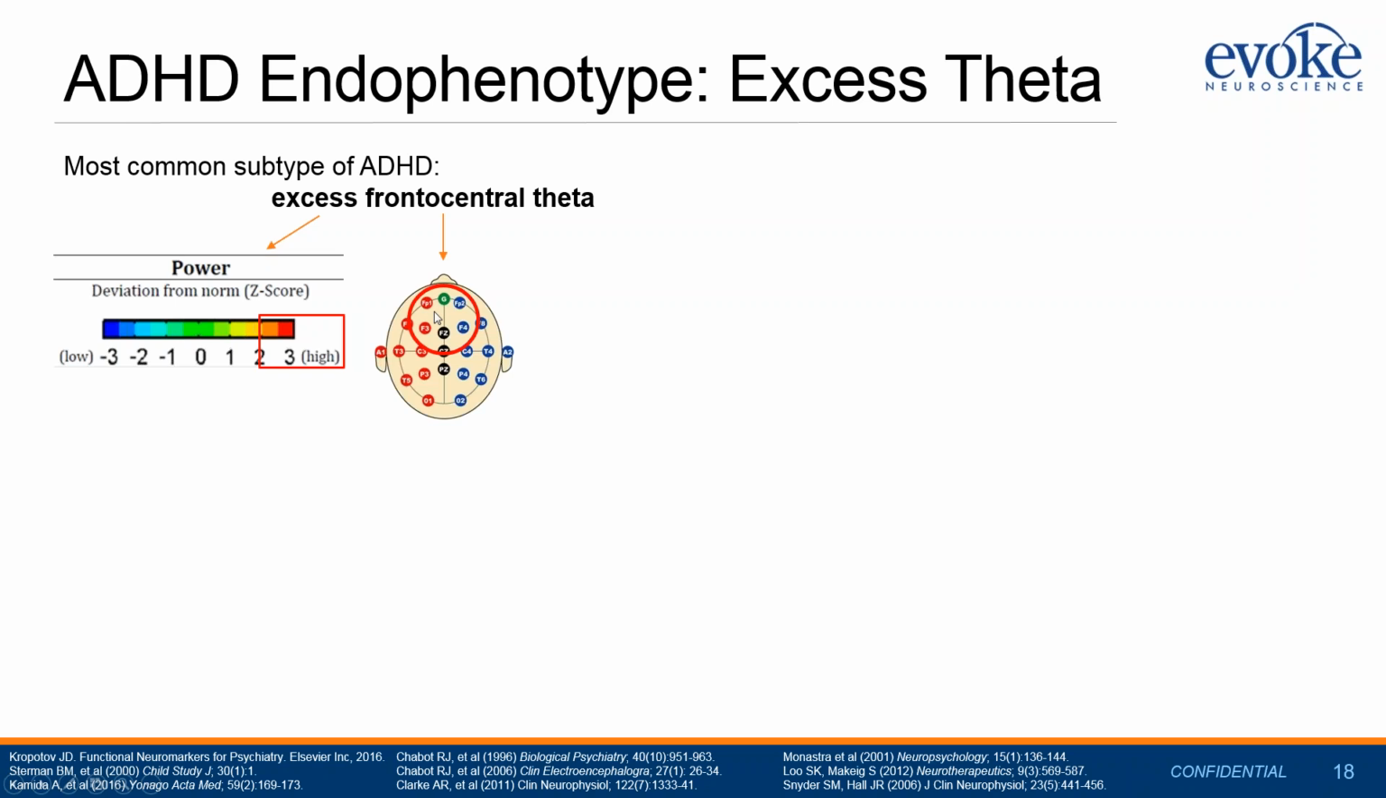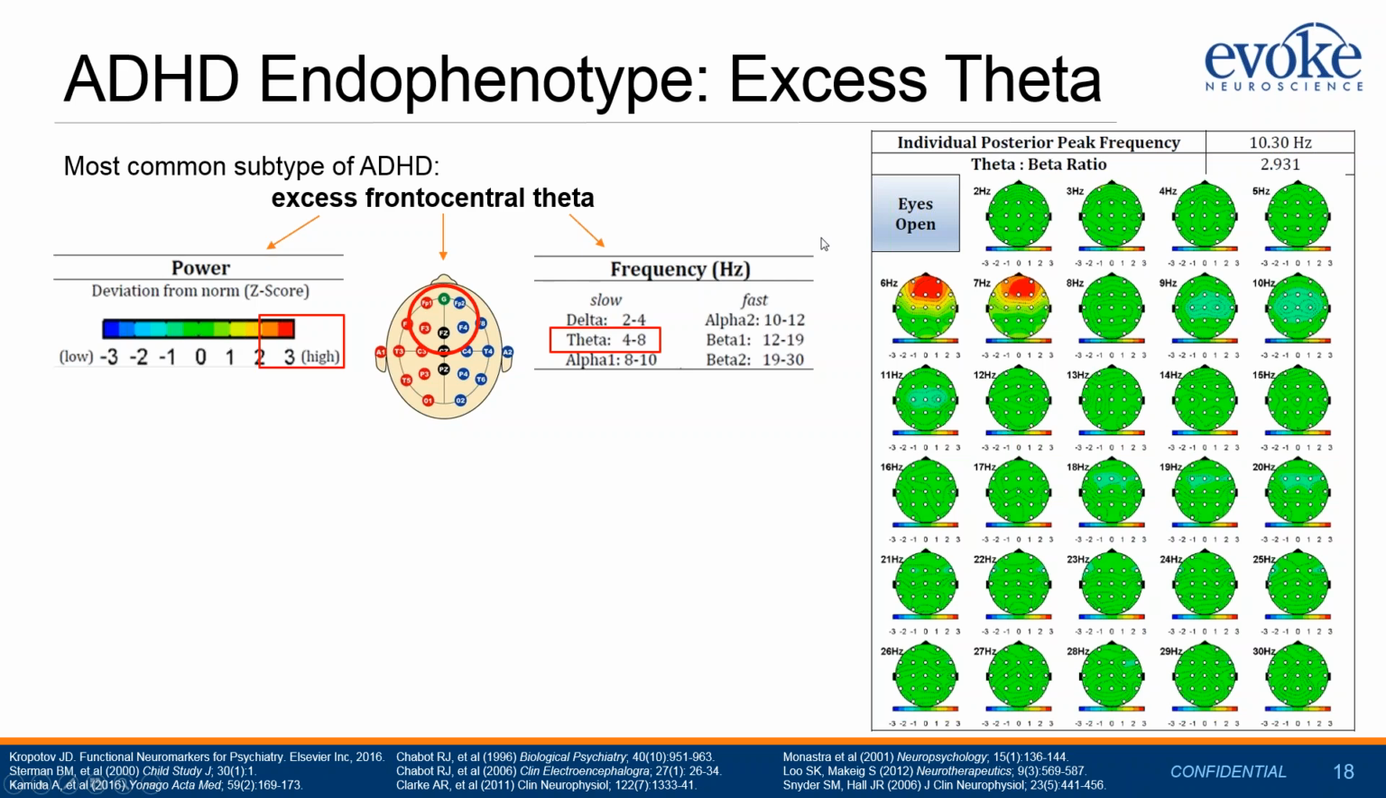Frontal-central means I'm going to be looking central and frontal in the head. And theta means I'm interested in the theta band, 4 to 8 hertz. So when I look at my head maps, I'm interested in 4 to 8 hertz. I'm interested in high power, and I'm interested in the frontal-central region. So this is a great example of excess frontal-central theta.